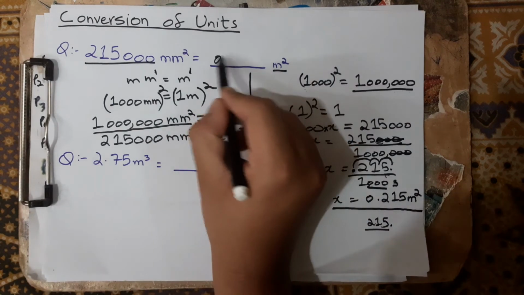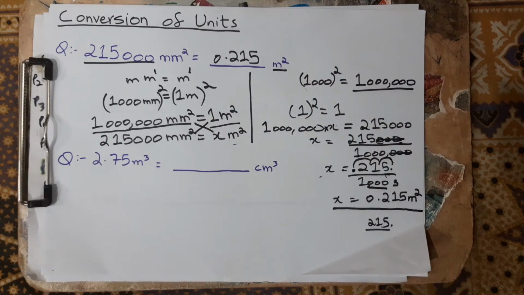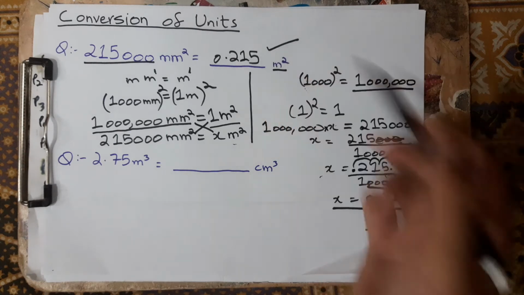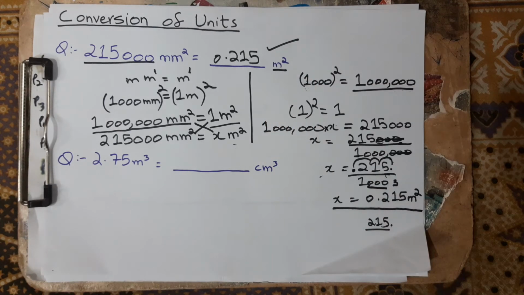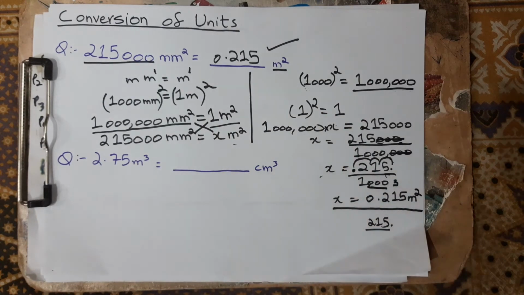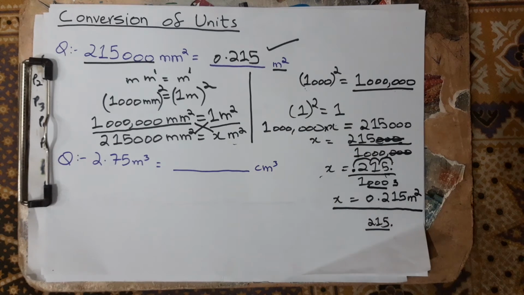So that is your final answer, which you will write in this blank, which is 0.215 meter square. So this was just an easy method. Now you don't have to learn these values by heart. There are too many, it's too difficult. Just learn this method, understand this method, and apply it. You will get the right answer.